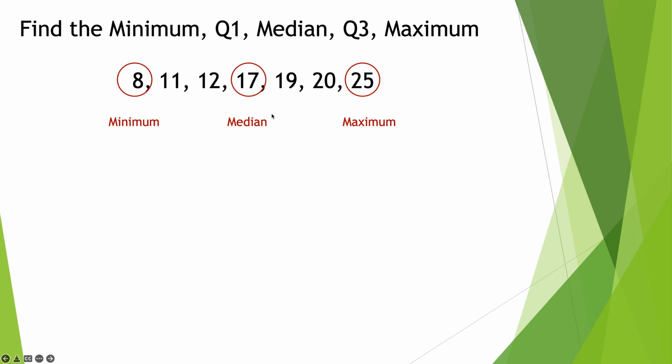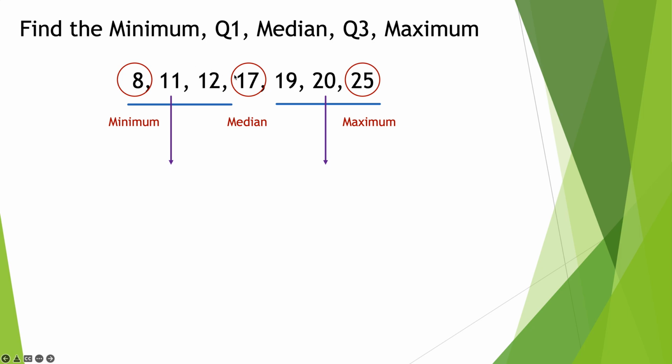Notice that the median divides this into two blocks. A block of 3 below the median and a block of 3 above the median. You now need to find the median of the block below and the median of the block above. The median of the block below is 11. The median of the block above is 20.